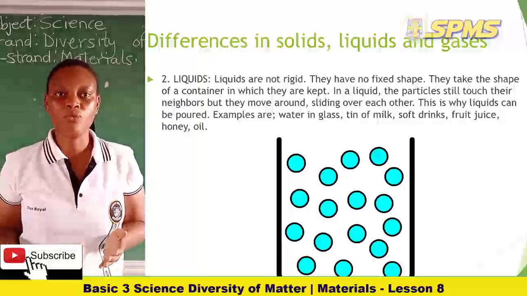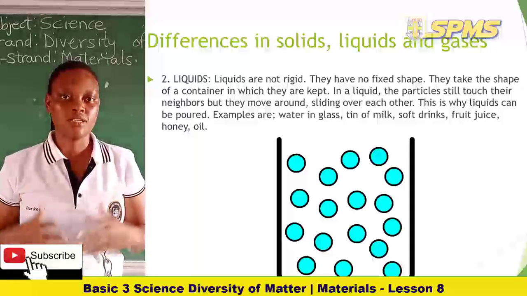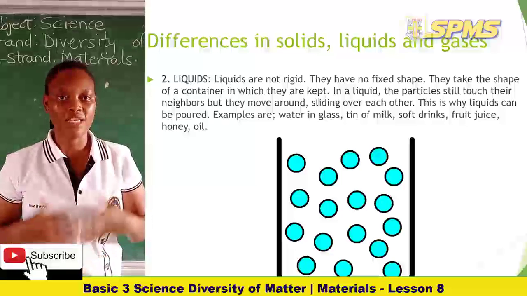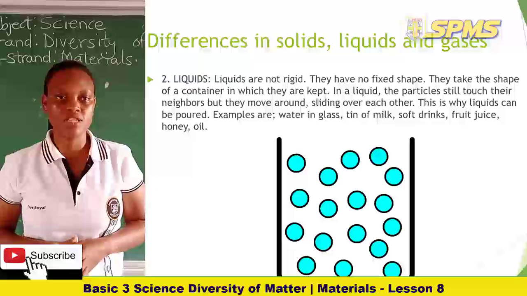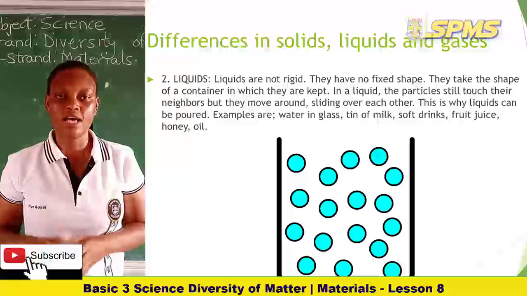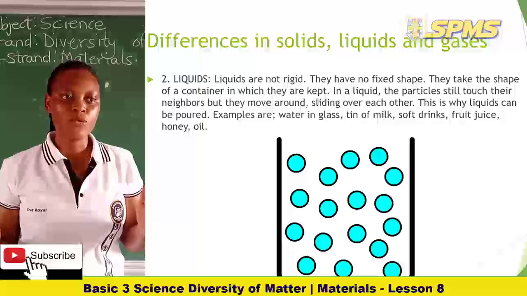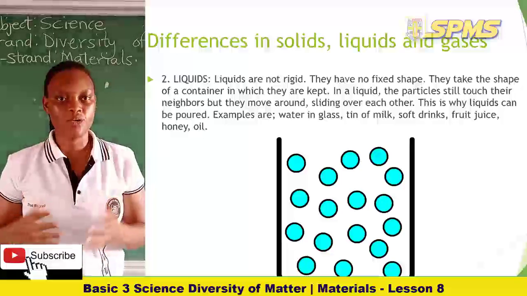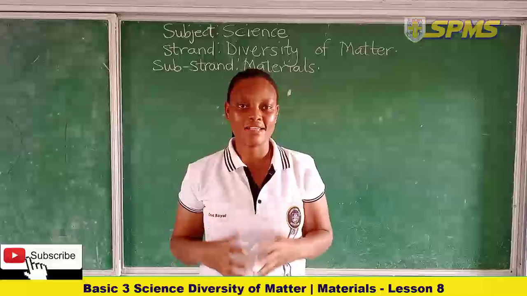That is why it can be what? Poured. So examples of some liquid substances we have are milk, a cup or a glass of milk or a tin of milk. And then we have soft drinks, fruit juice, honey, oil, water, and the rest. So we can see how the particles are moving in the container. So that defines liquid. And then the last state we have is the gas.